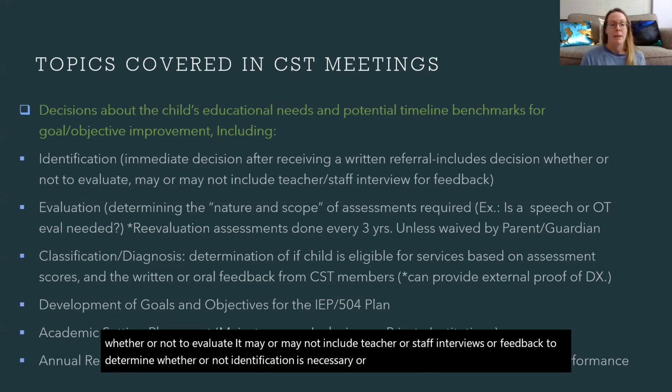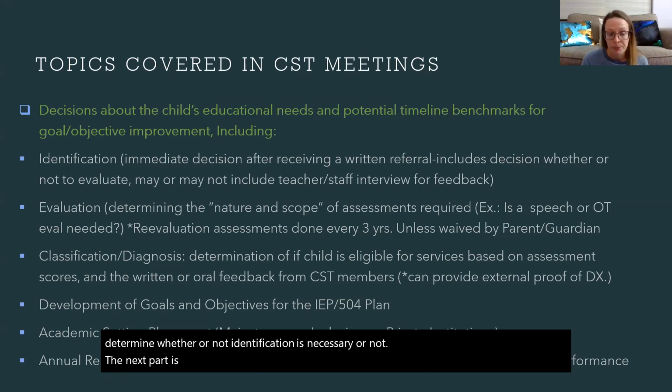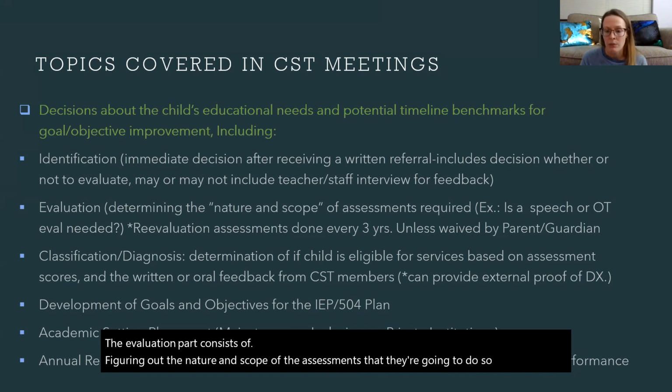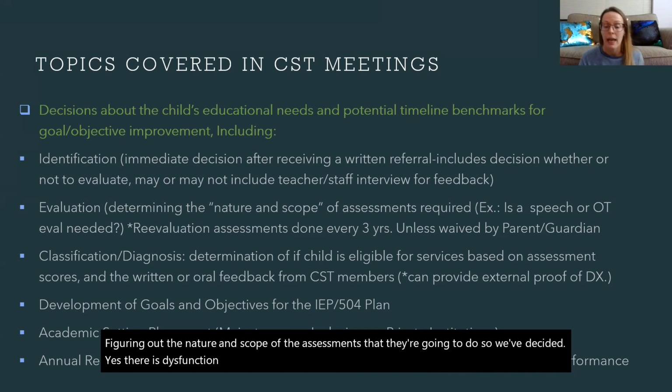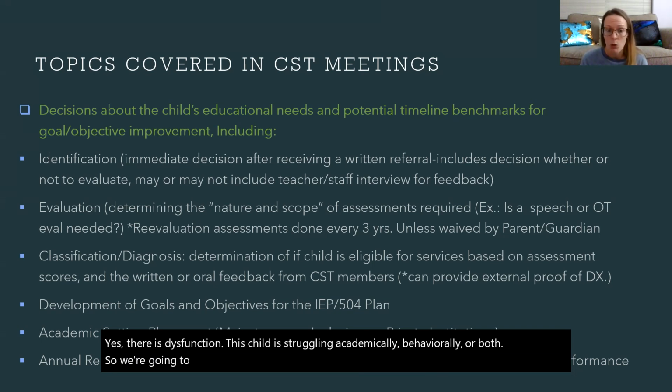The next part is evaluation. The evaluation part consists of figuring out the nature and scope of the assessments that they're going to do. So we've decided, yes, there is dysfunction. This child is struggling academically, behaviorally, or both. So we're going to evaluate them in order to see the severity of the problem. So that's the nature and scope of the assessments.